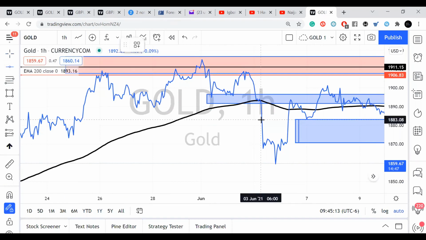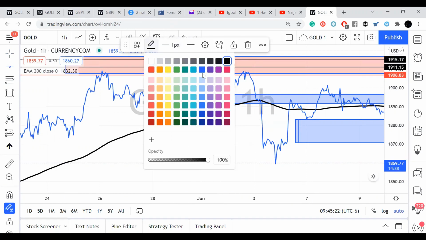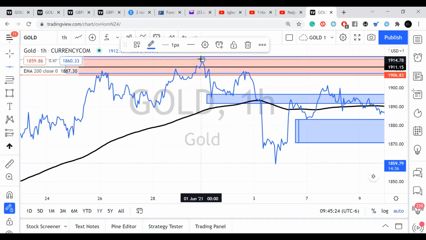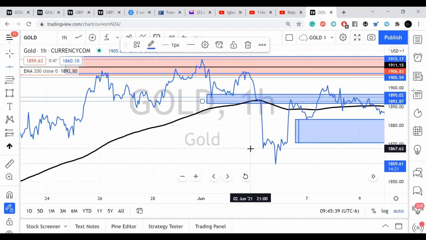Because the candle trend is up, I'll be using the blue line. From here to here, from here to here, then here. See this? You see this tiny support there? So you mark it, then this one.